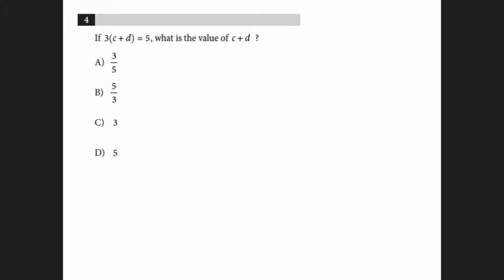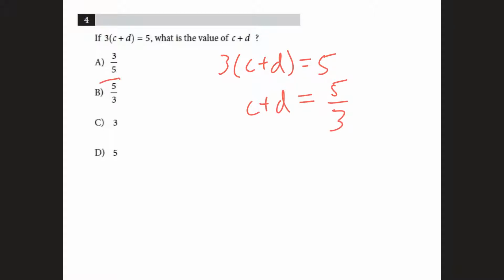Number 4, if 3 times c plus d equals 5, what is the value of c plus d? So here we're just going to divide both sides by 3 to isolate the c plus d. 3 times (c plus d) equals 5, so c plus d must equal 5 over 3. B.